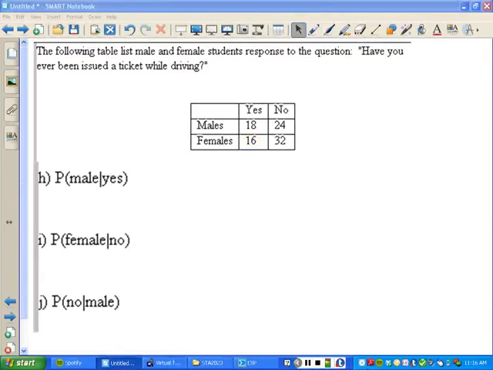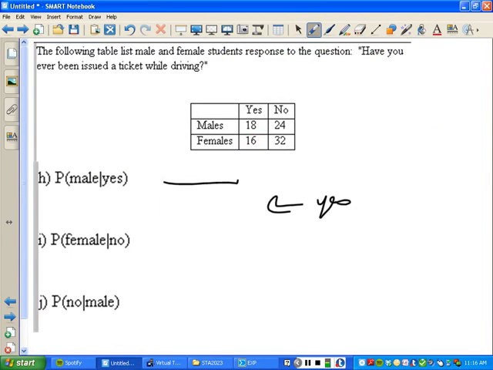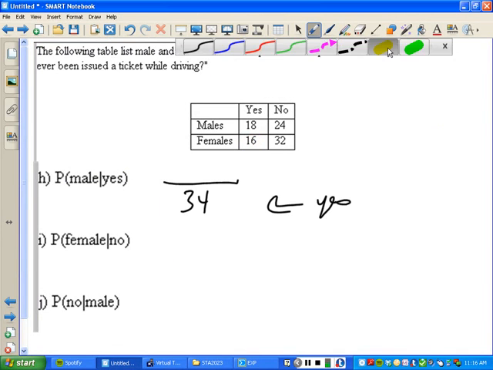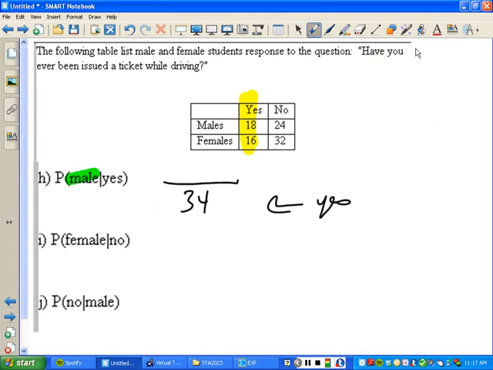Continuing now with H, I, and J. This, probability of male given yes. When you see this, the yes has to go underneath. How many people said yes? We just did this one. There was 34 people who said yes. Now, looking exclusively at the 34 people who chose yes, how many of them are male? 18, clearly. 18, perfect.